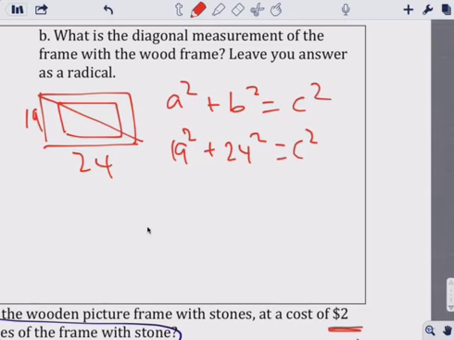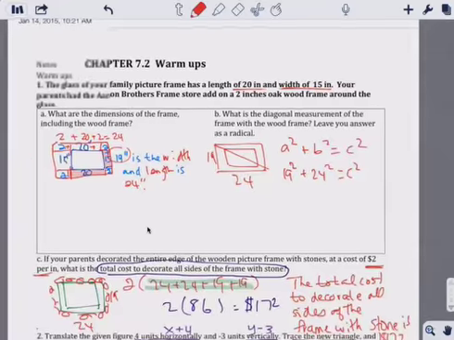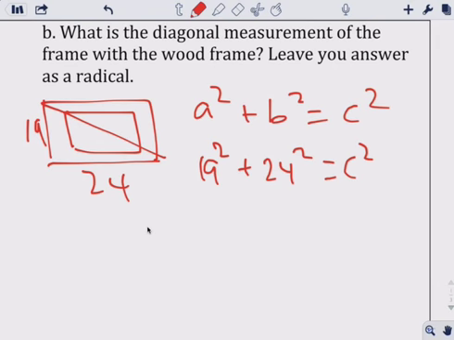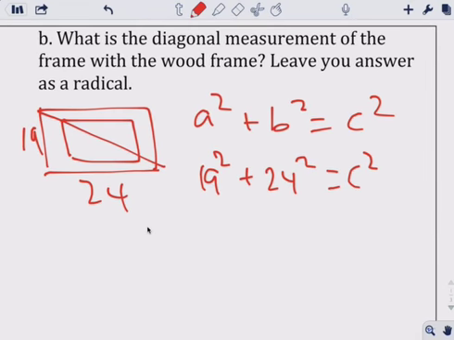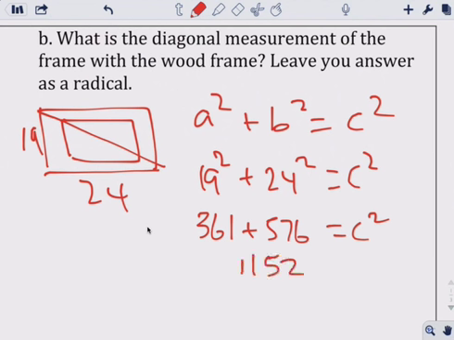Okay, so here, 19 times 19 is equal to, oh, hold on, 361. 24 squared is 576. 576 plus 576 equals 1152, which equals c squared, so take the square root.